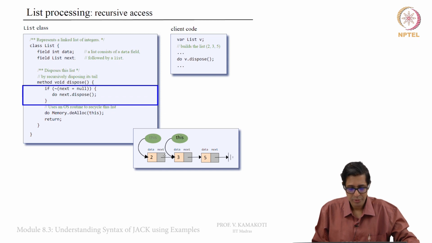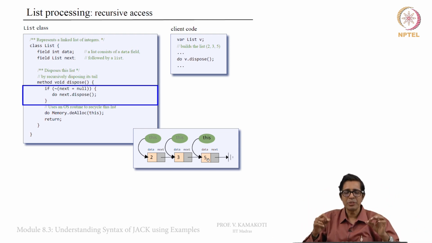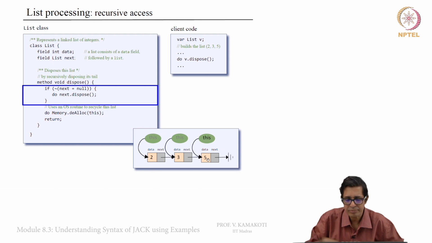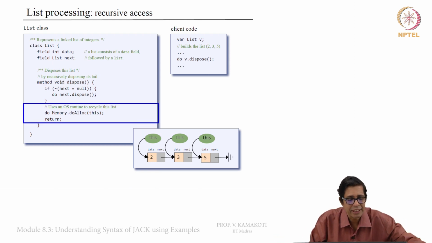Do next dot dispose. So the moment I say next dot dispose, another function is called. That will have its own activation record, etc., and this will be pointing to 3, this one. Now the next of this is not again null, so I will again call next dot dispose, and now this will be pointing to 5. So always this is a keyword which will point to the current object. Now this dot next is actually null. So I come to this part.